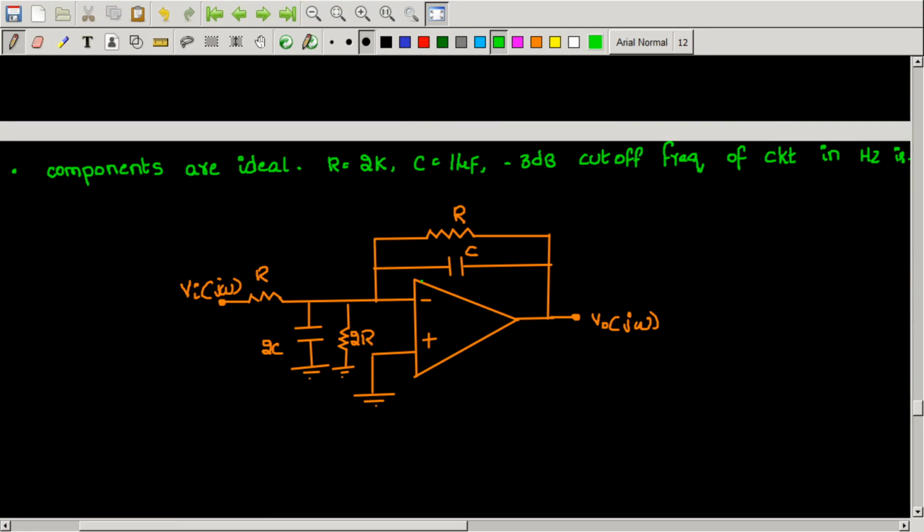So, hello everyone. In this video, let us do one more question which was asked in GATE 2020. It is given that the components are ideal, the resistor values and all other stuff is given, and we should find out the 3 dB cutoff frequency of the circuit.